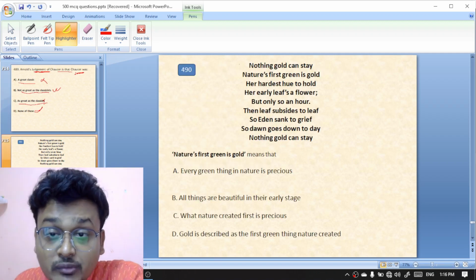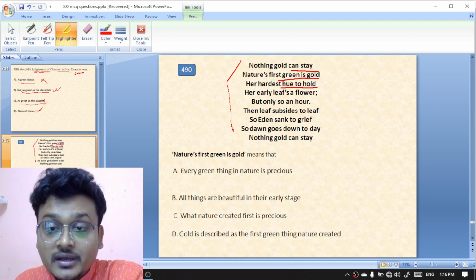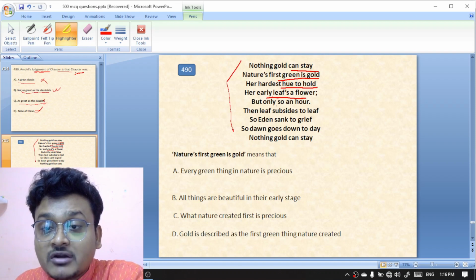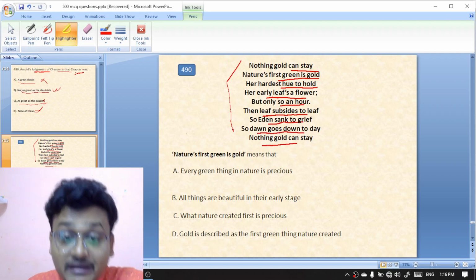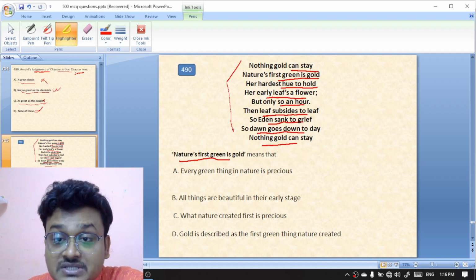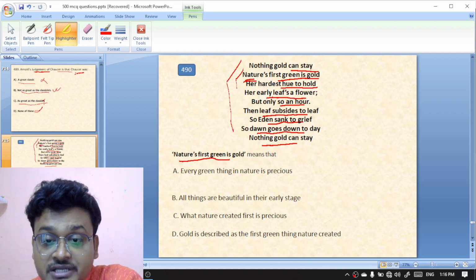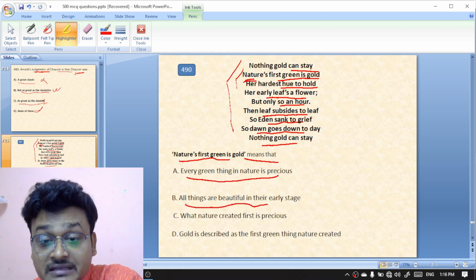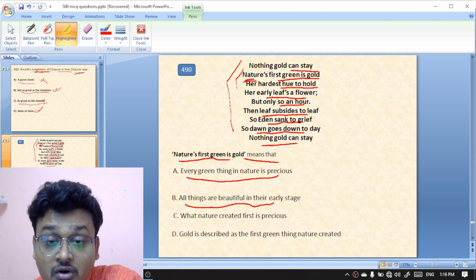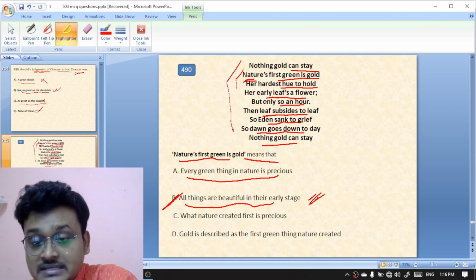Next question. You have to read these lines: Nothing gold can stay. Nature's first green is gold, her hardest hue to hold. Her early leaf's a flower, but only so an hour. Then leaf subsides to leaf. So Eden sank to grief, so dawn goes down to day. Nothing gold can stay. Here, nature's first green is gold means that every green thing in nature is precious. All things are beautiful in their early stage.